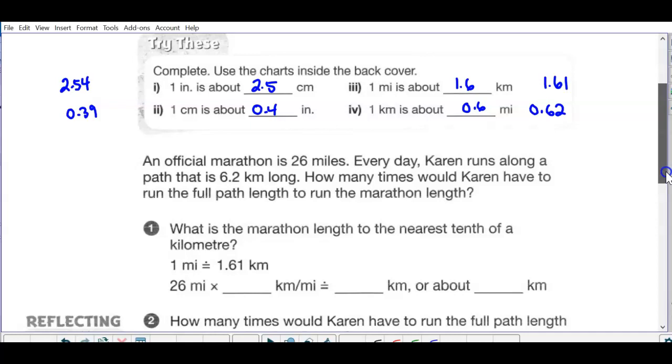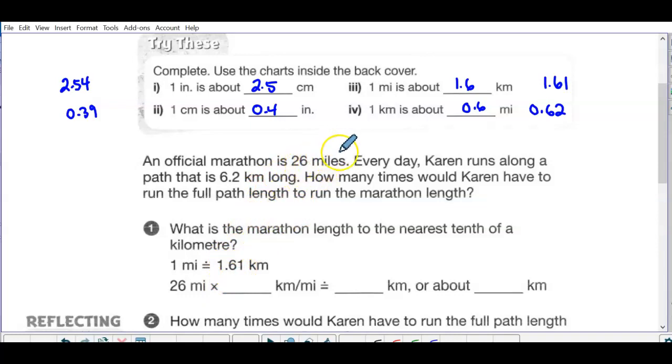So this example, an official marathon is 26 miles. Every day Karen runs along a path that is 6.2 kilometers long. How many times would Karen have to run the full path length to run a marathon? Okay, so the marathon here is given in miles. You might know this already, that a marathon is about 42 kilometers. Let's see if my guess is correct. But here, we want to compare, so we're going to convert the miles to kilometers.